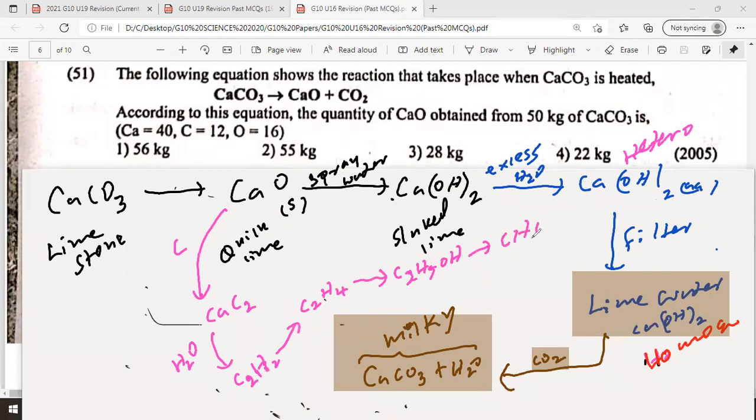What is CH3COOH? Vinegar, acetic acid. This is ethanol. This is ethene, an alkene. This is ethyne, acetylene. They're very interesting, right? Limestone, the corals in the sea, becomes vinegar in the kitchen.